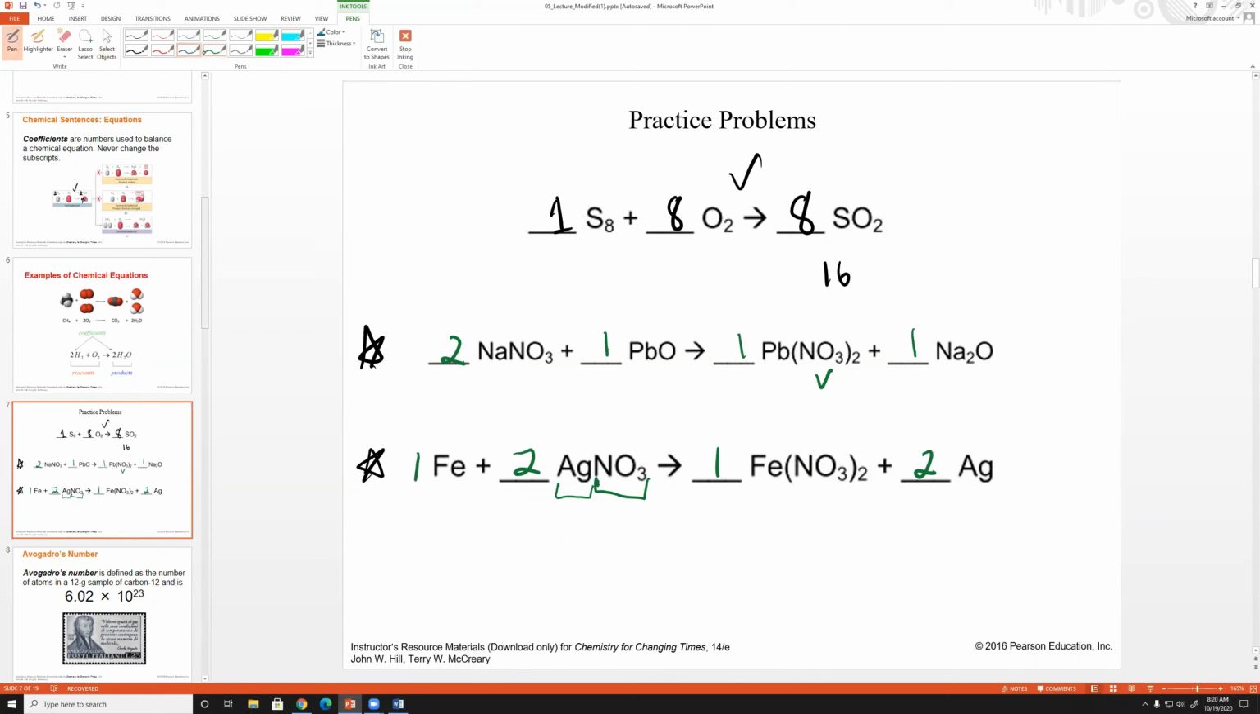Let's do C2H6 plus O2 yields H2O plus CO2. So for this one, we do the same thing, but you encounter a little bit different scenario. So let's do C2, you have 2.